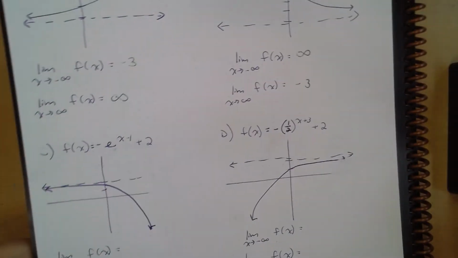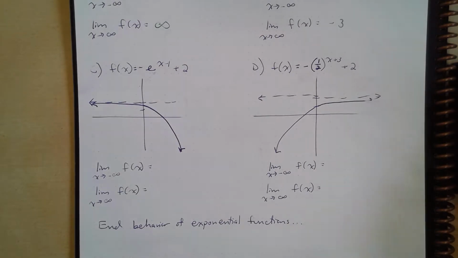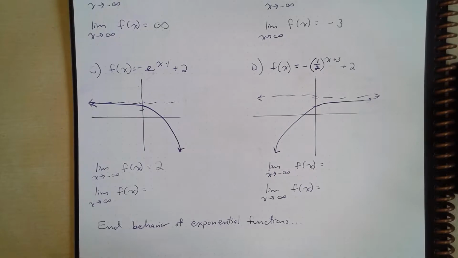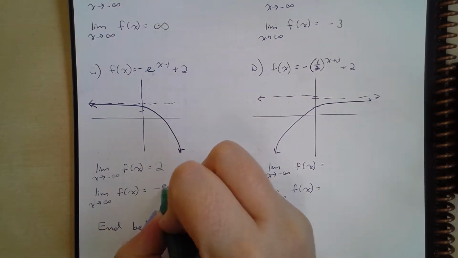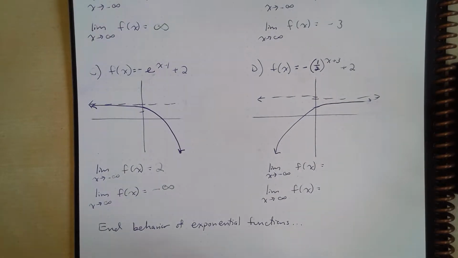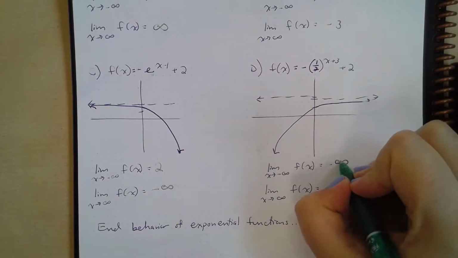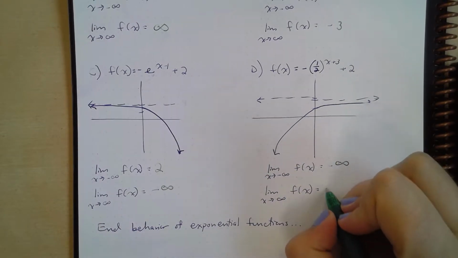Now if I go down and look at parts C and D, if I look at part C, I can see that the limit as x goes to negative infinity, I'm going to get closer and closer to 2, where our asymptote is. And as x goes to infinity, I go on and on forever, I'm actually going towards negative infinity. Now, if I look at letter D, the limit as x goes to negative infinity, I go on forever towards negative infinity. And as it goes towards infinity, I get closer and closer to that asymptote at 2.